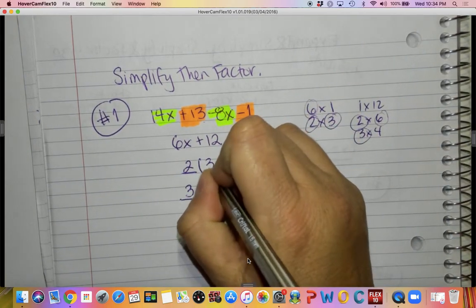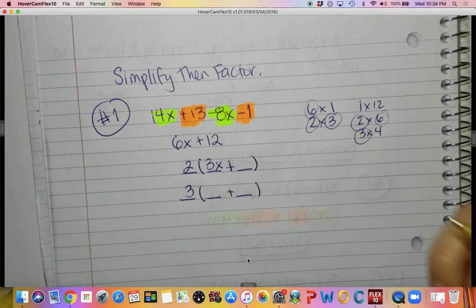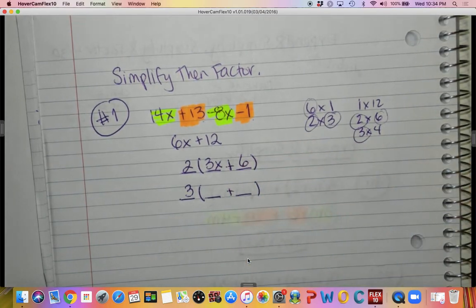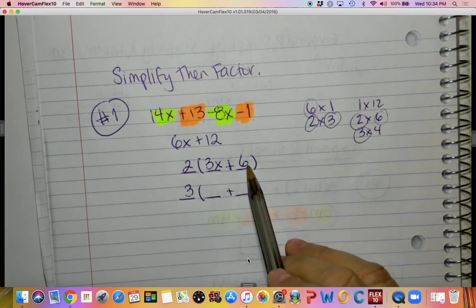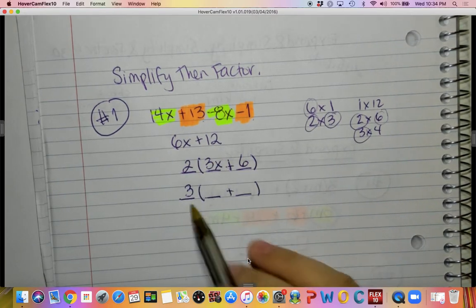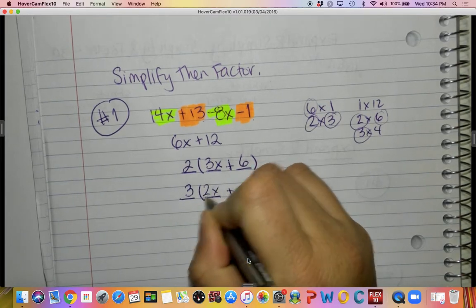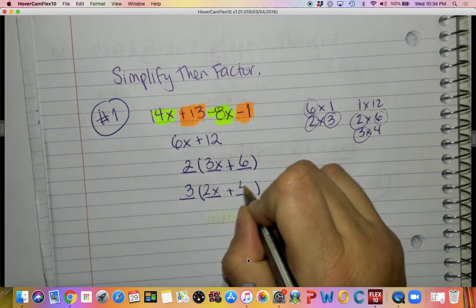So 2 times 3x plus 6. 2 times 3 is 6. 2 times 6 is 12. And then 3 times 2x is 6x. And 3 times 4.